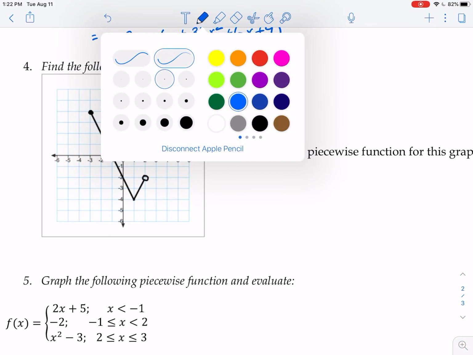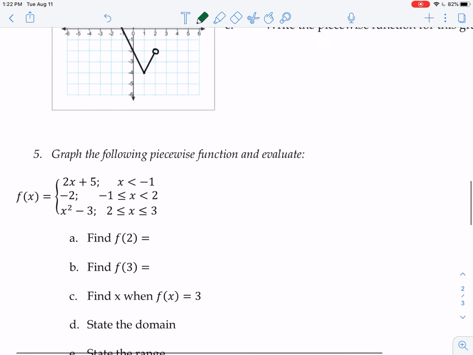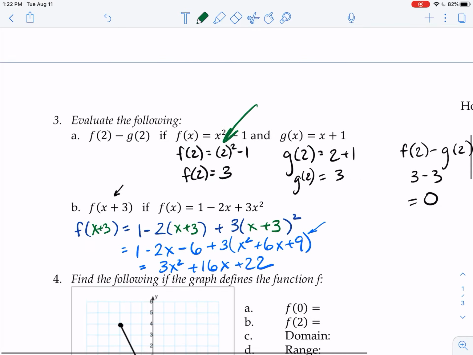All right, ladies and gentlemen, here is the third video. And so on this one, we're looking at two lovely piecewise functions. We're continuing the first day on functions with Honors PreCal.